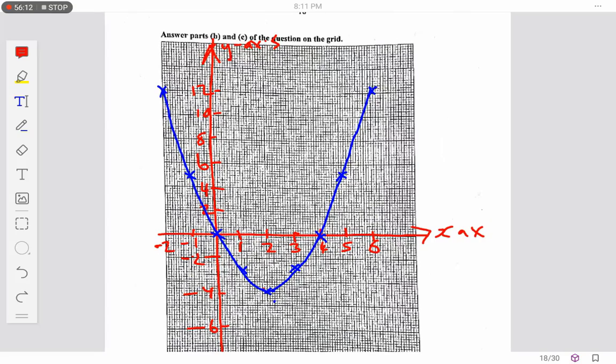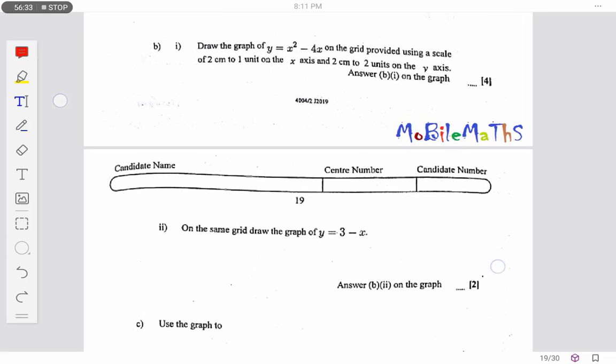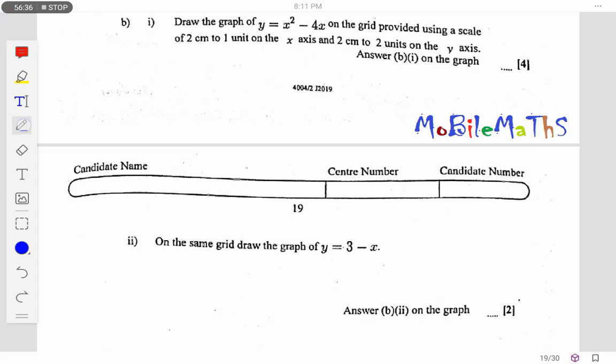Next question, so we also label this: y is equal to x squared minus 4x. We should always label our graphs. The next question is saying, on the same grid, draw the graph of y is equal to 3 minus x. So for this one, I can just say x, y, then I say my zeros there. When x is 0, y is 3. When y is 0, x is 3 there. So it's 3, 3, 3.